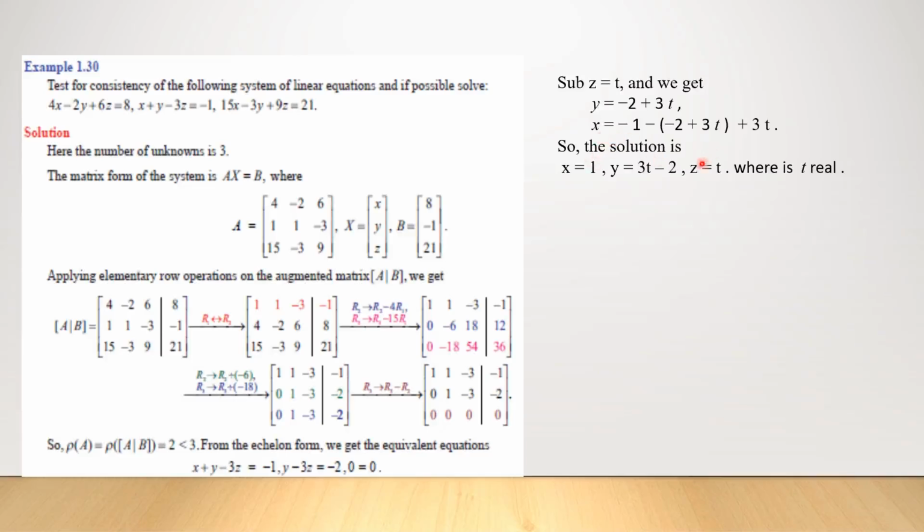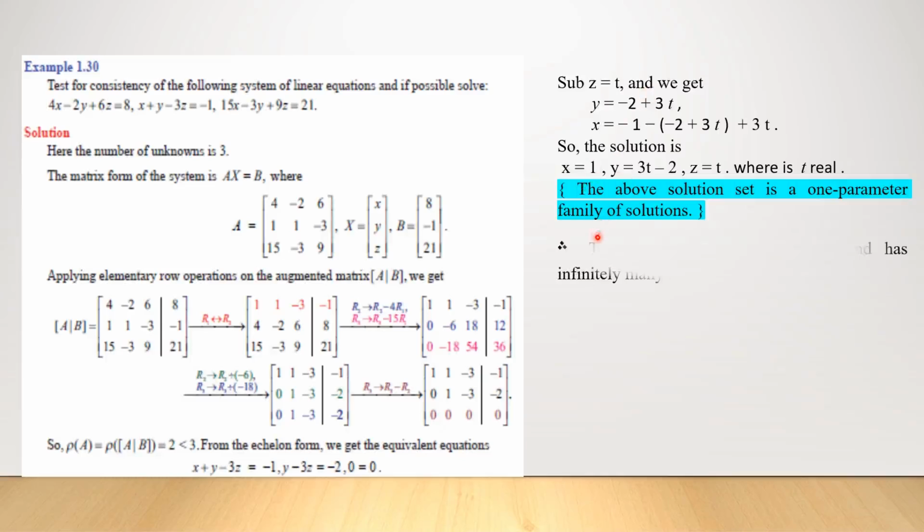Therefore, the solutions are x equal to 1 and y equal to 3t minus 2 and z equal to t. This is what we call a one parameter family of solutions, because based on this one parameter, that is, as the parameter changes its value, we get the x value and y value. Therefore, the given system is consistent and has infinitely many solutions.